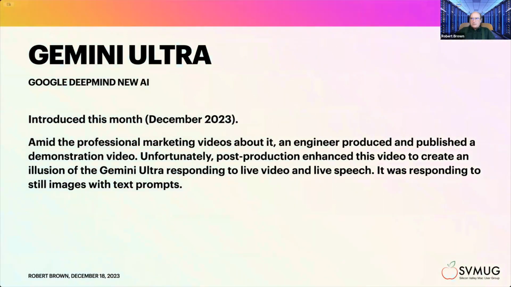And he had the responses from Gemini Ultra being spoken back as if Gemini Ultra was doing that. No, Gemini Ultra was looking at still images, text prompts, and producing text prompts back. But he produced a video that made it look like Gemini Ultra was doing a live vision interpretation of the guy asking questions verbally and showing Gemini Ultra pictures. Well, that caused a really big furor.